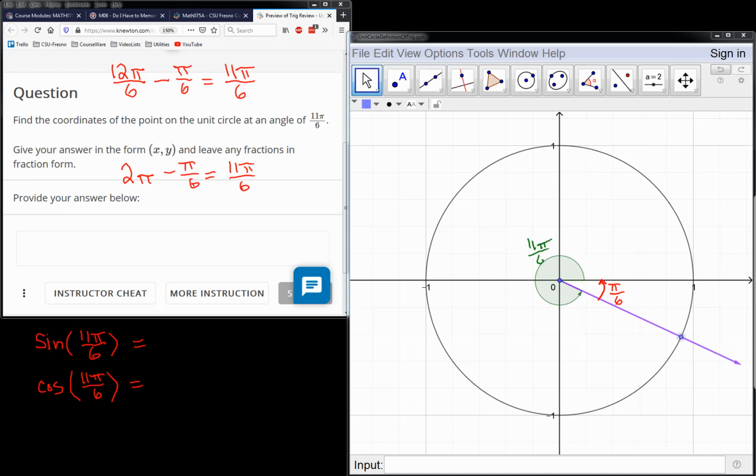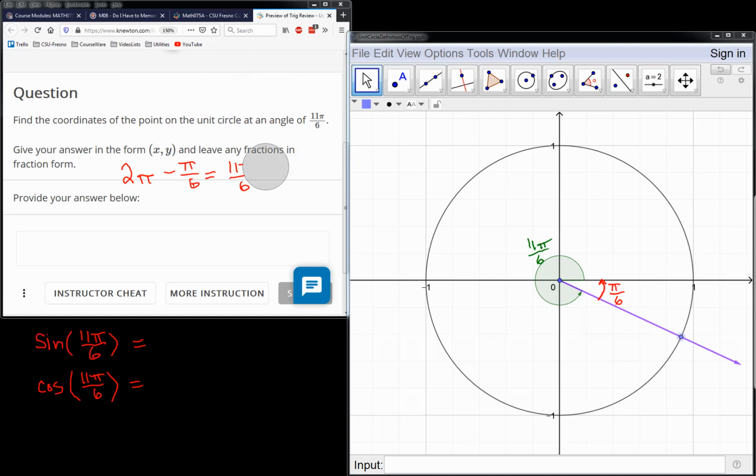So 11 pi over 6 is that big green angle. And then pi over 6 is that little red angle. And so notice when you put them together, you get a complete revolution. Okay, so now at least I know what this angle looks like, and so it's going to be in the 4th quadrant.